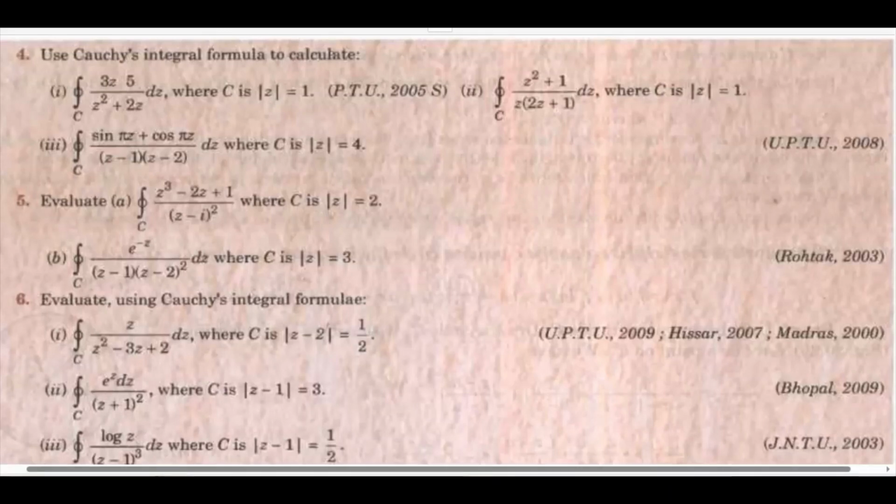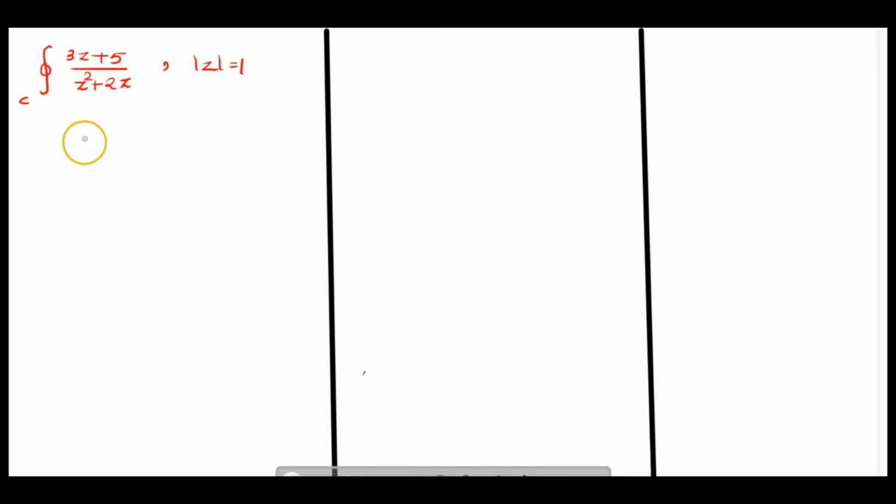In this video, I am going to solve some problems related to Cauchy's integral formula. First question: integral over C of (3z + 5) divided by (z square + 2z) dz, where C is the circle mod z equal to 1. So the function is (3z + 5) divided by (z square + 2z). We can write this as (3z + 5) divided by z into (z + 2).